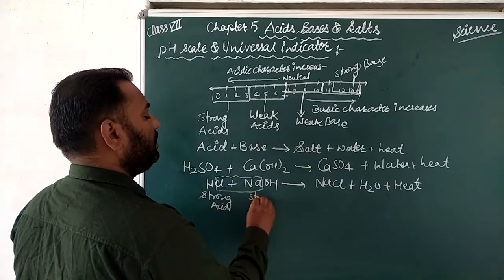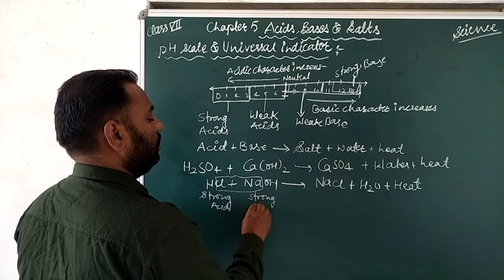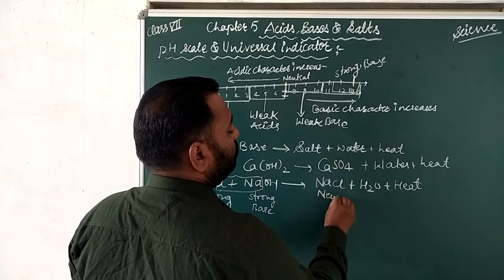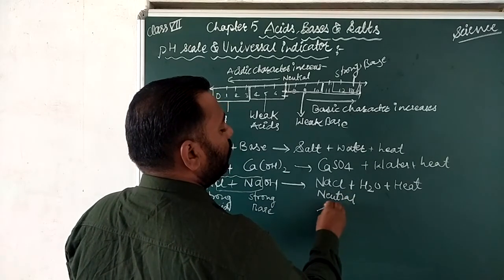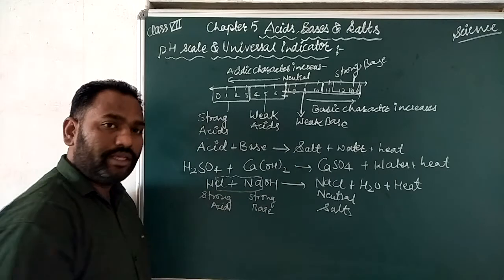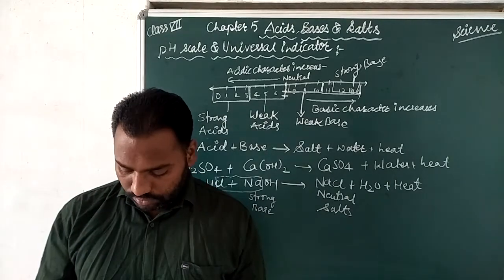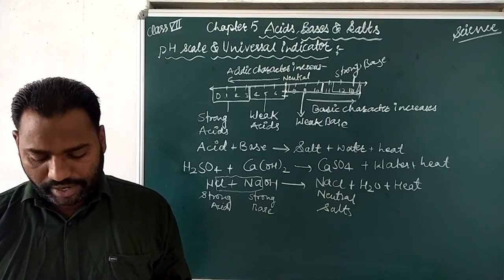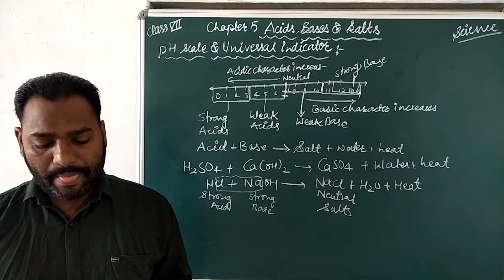This is the strong base and formation of neutral salt. These are neutral salts, meaning they cannot give any color with the indicators, okay. So sodium chloride is a neutral salt formed by the reaction between sodium hydroxide and hydrochloric acid.